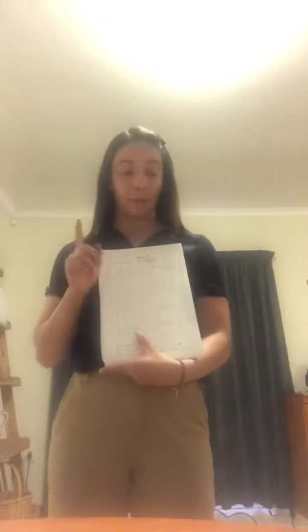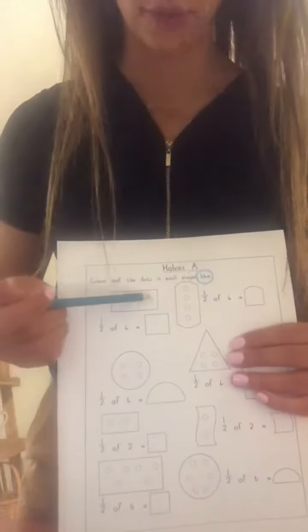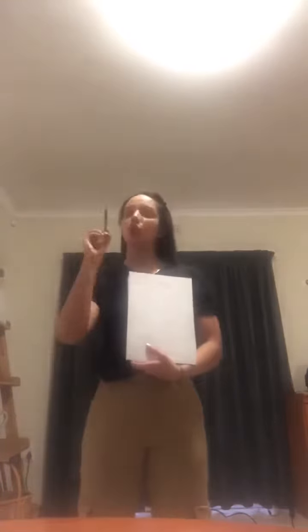So I'm going to do that quickly. But first, let's count how many dots there are in the shape. There's 1, 2, 3, 4 dots in this shape. Now I'm going to color half of the dots in blue. Now what is half of 4? Good. Half of 4 is 2. So I'm going to color in 2 dots.